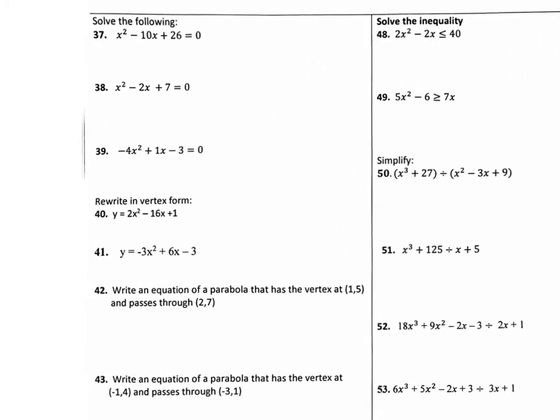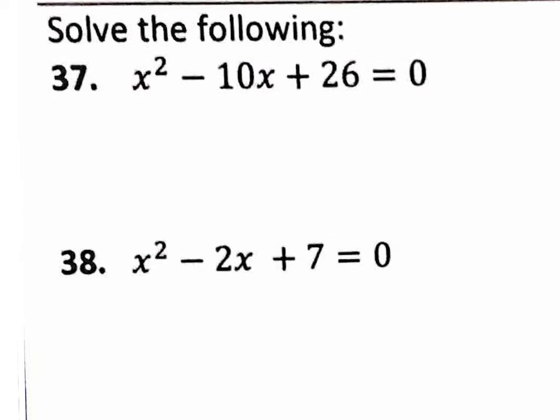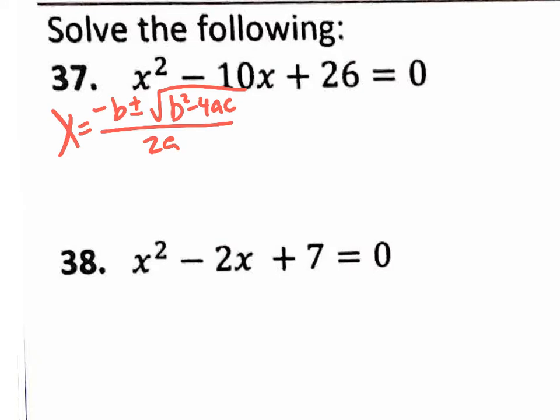So this video is on page 3, starting on number 37. This is a quadratic trinomial. You could attempt to factor, split, and solve, but I don't think it'll work, so we're going to jump right into the quadratic formula. The quadratic formula is x equals negative b plus or minus the square root of b squared minus 4ac all divided by 2a.